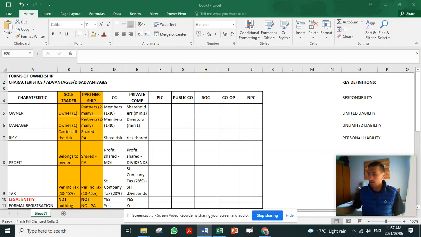Alright, so we've done four forms of ownership, and now we're doing the next one. The fifth one is the PLC. It's a personal liability company. Now this one confuses a few of the students because of the similarities with the private company. So let's start there. It is exactly the same with three minor differences, and I'll explain why.